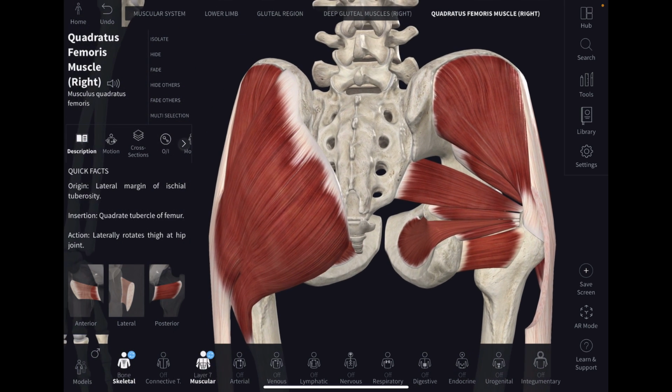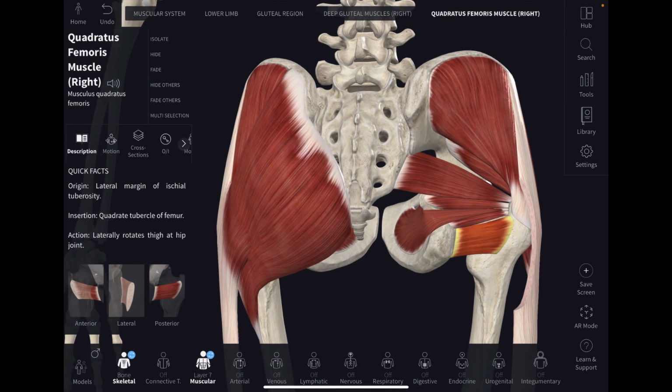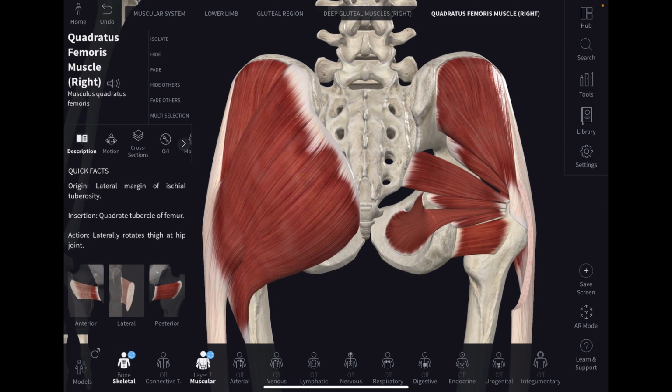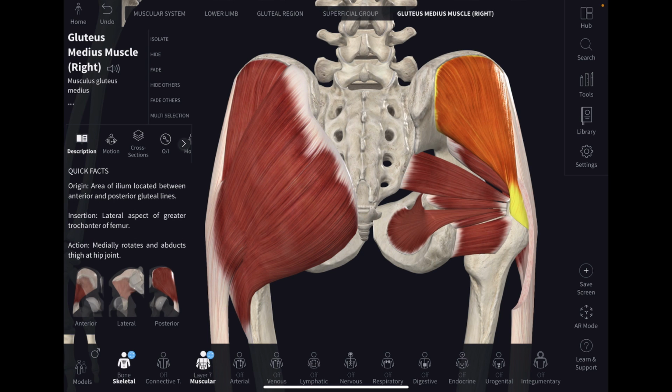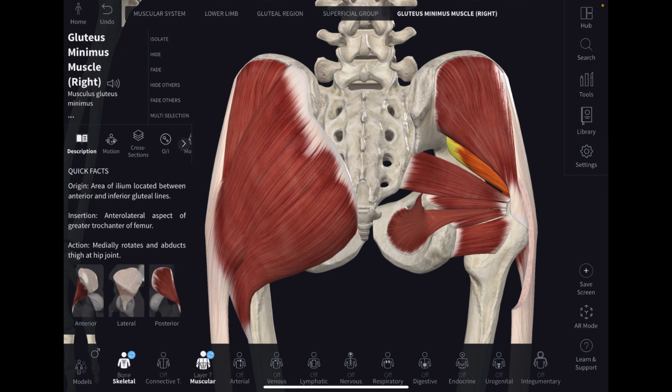Why are these muscles so important? These muscles are essential for hip movement and stability. The gluteus maximus is the primary hip extensor and also laterally or externally rotates the hip. The gluteus medius and the gluteus minimus are key abductors of the hip and also assist in medial rotation.